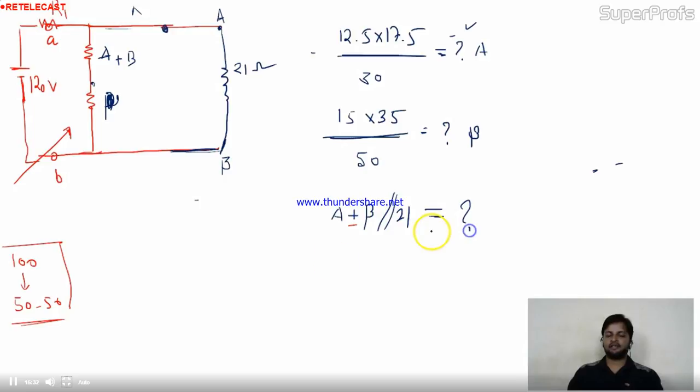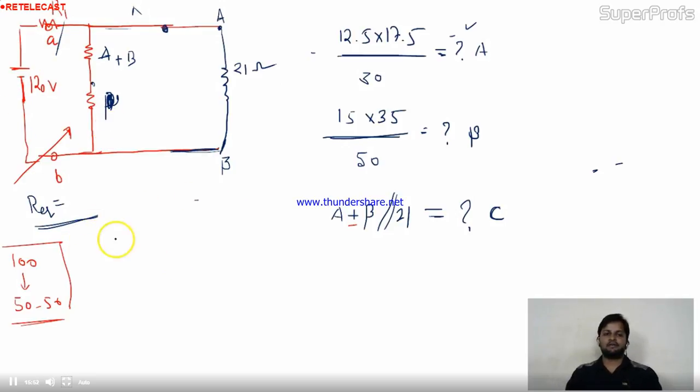Again you have to calculate this value. Once you get this value, let's call it C. This C will be connected with this resistance, so the R equivalent we can find easily. Okay. Now it's for you. I'm giving you homework.